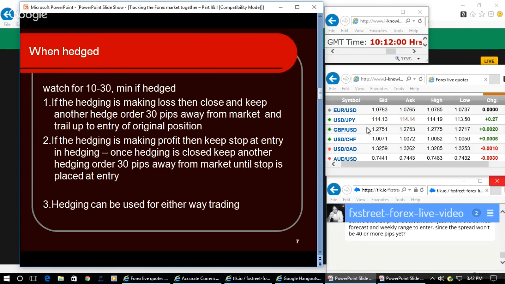Suppose you have taken a sell position in euro at 1.05 and kept the hedge order at 1.06, and euro has already gone to 1.07. You want to know what to do. You want to know whether you have to close the buy position with a profit or close the sell position with a loss. No, it is very simple.